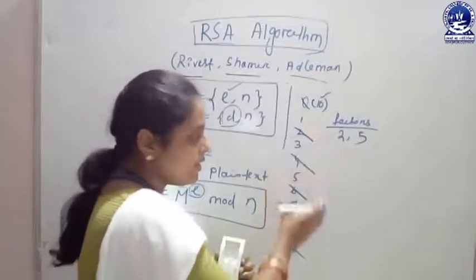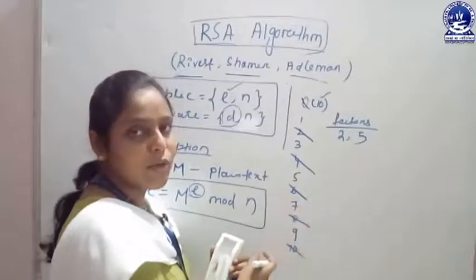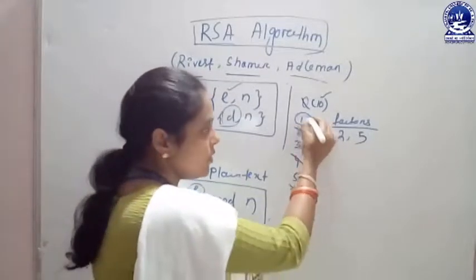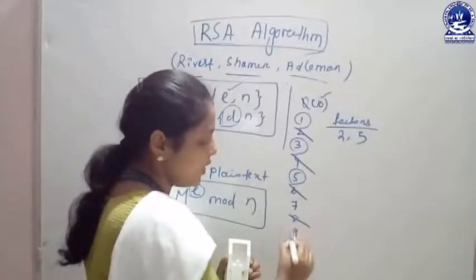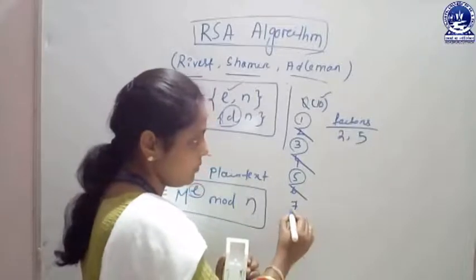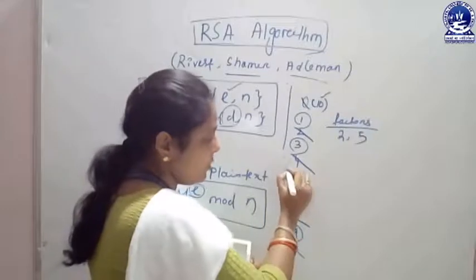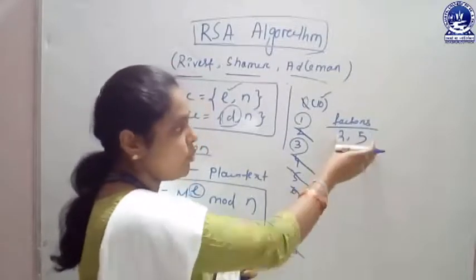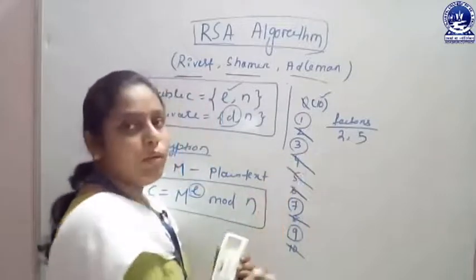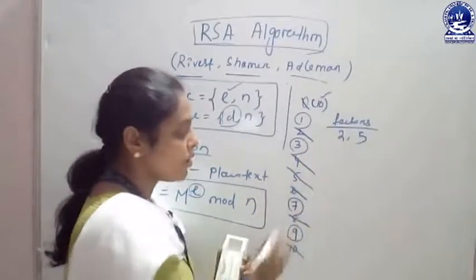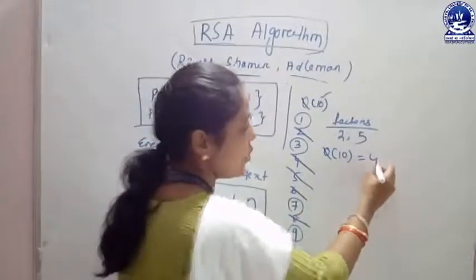After striking the multiples of these two numbers, we check which numbers are left. Here 1 is left, then the next one, then the next one. This is the multiple of these numbers. Now look at here. Here 4 numbers are left. That means we can say that phi of 10 is equal to 4.